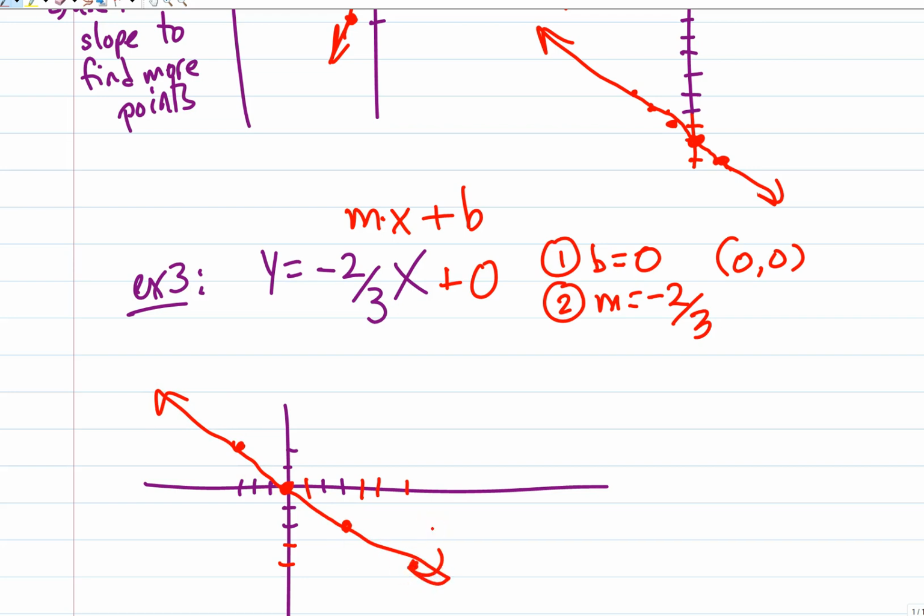Take 60 seconds, check with your neighbor. How are we doing? How are we doing on this? I need you to know how to graph these. Can you do that?